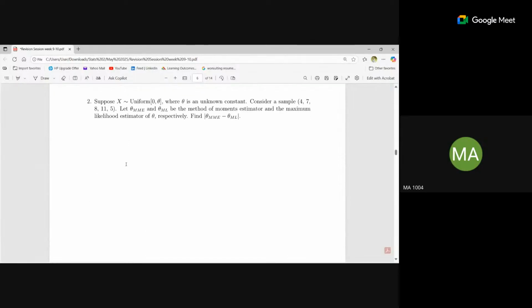Okay. Then next. Suppose X is following a uniform distribution. Is this a discrete or a continuous distribution? Continuous. Where theta is an unknown constant, consider a sample 4, 7, 8, 11, 5. Let theta MME and theta ML be the method of moments estimator and the maximum likelihood estimator of theta respectively. MME is method of moments and ML is maximum likelihood. Find theta MME minus theta ML. So first you have to find the estimate with the help of MME, then second with the help of ML. Find this value and tell me the answer.